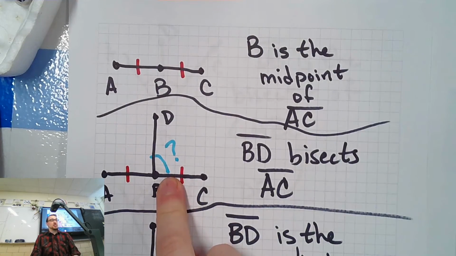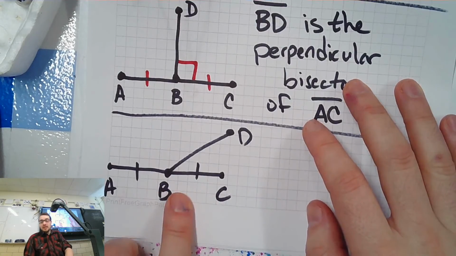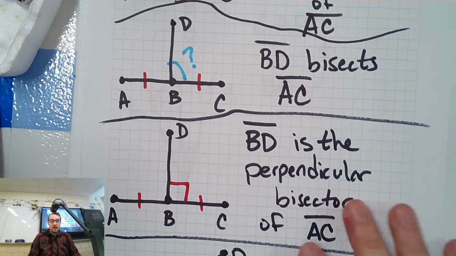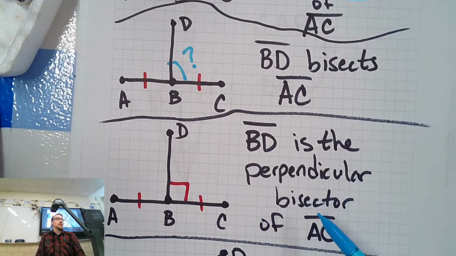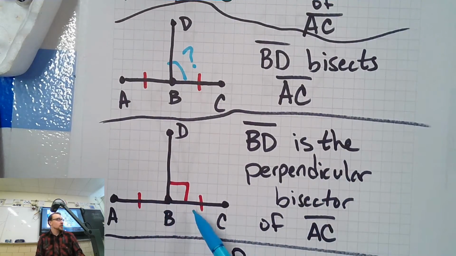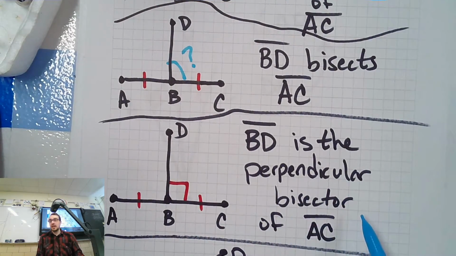Now we don't know what angle it's hitting it at. It could hit it at a weird angle like this, and it still cuts it in half. That's still a bisector. Now, a bisector that hits it at 90, we call that a perpendicular bisector. Does that make sense? A bisector, something that's cutting it in two, that hits it at 90 is a perpendicular bisector. Everybody cool with those concepts?